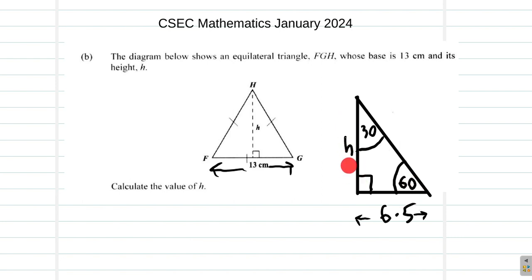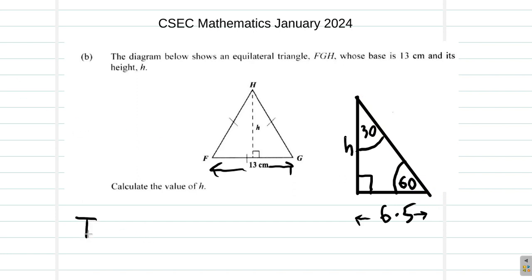Is this opposite or adjacent? Opposite. This angle is on the right-hand side of the triangle, so the side on the left is opposite. And this 6.5 is the adjacent, it runs alongside the angle. The opposite comes nowhere near the angle. The adjacent brushes against the side of the angle. This is the hypotenuse, which also touches the angle. You see that?